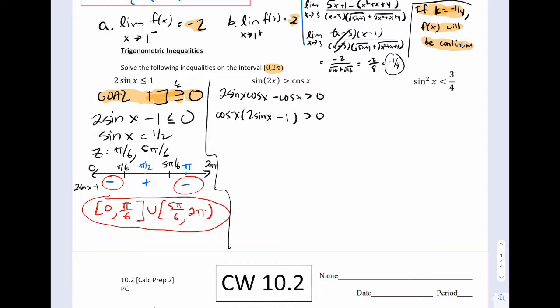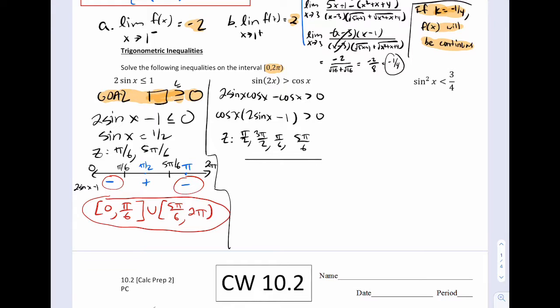And then from here, I need you to be able to do this part in your head. The zeros. So think, what makes cosine 0? That'd be pi over 2, 3 pi over 2. And the inside part, you're looking where sine is a half. So that would be pi over 6 and 5 pi over 6.